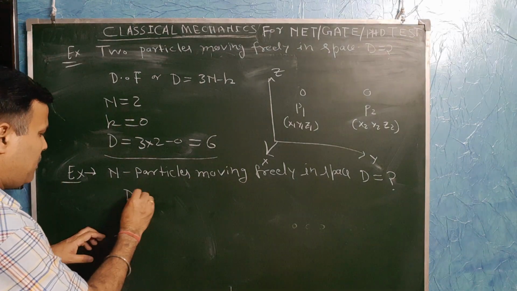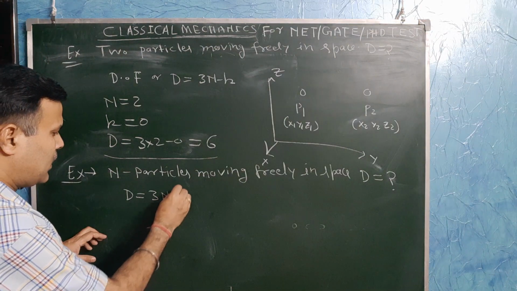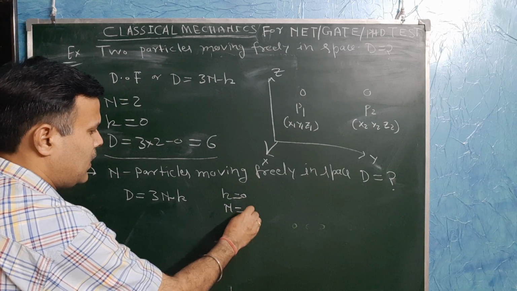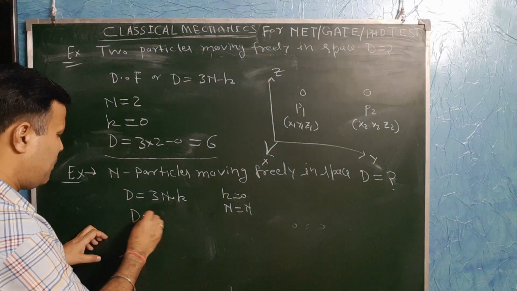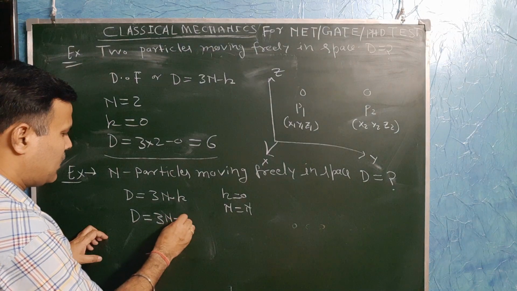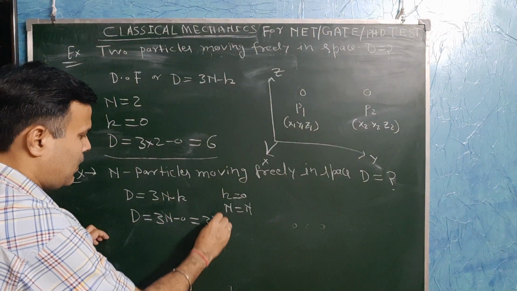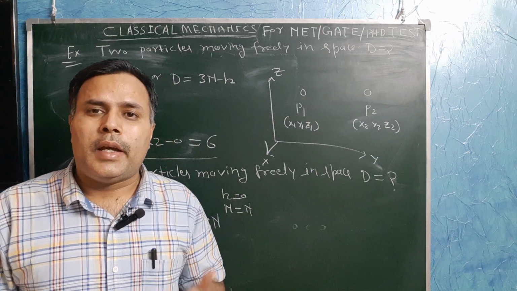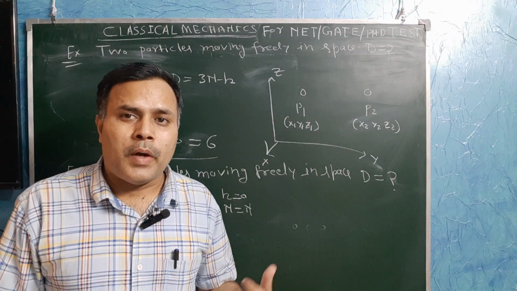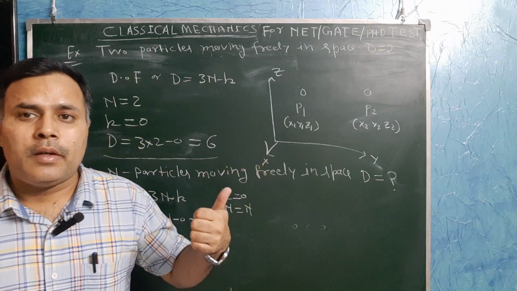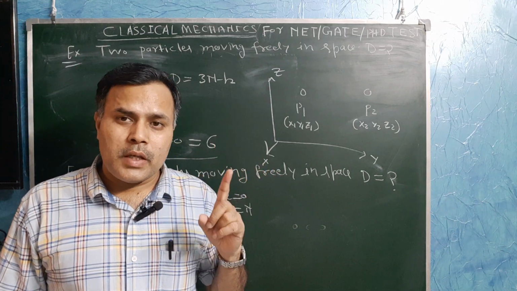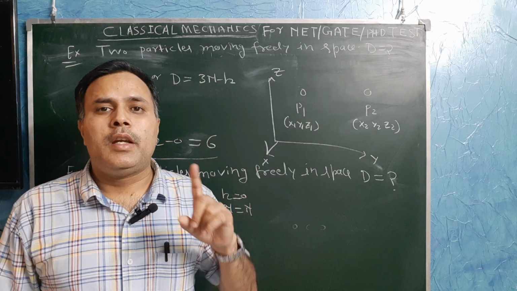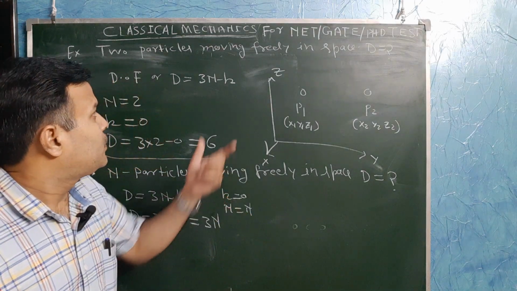So again, degree of freedom is simply 3n minus k. So k is 0 and the number of particles is n. So degree of freedom is 3 into n minus 0, which means there are 3n independent ways the particle can have motion. So for one particle in space we have 3 independent ways. Means degree of freedom is 3, which means we have 3 independent ways to specify the motion.